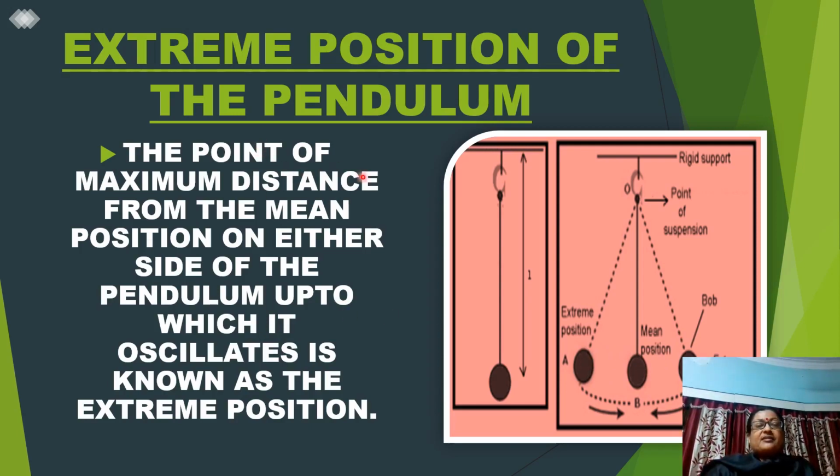Let's read this definition. The point of maximum distance from the mean position on either side of the pendulum up to which it oscillates is known as the extreme position. Okay, now let's go on to the next slide, please.